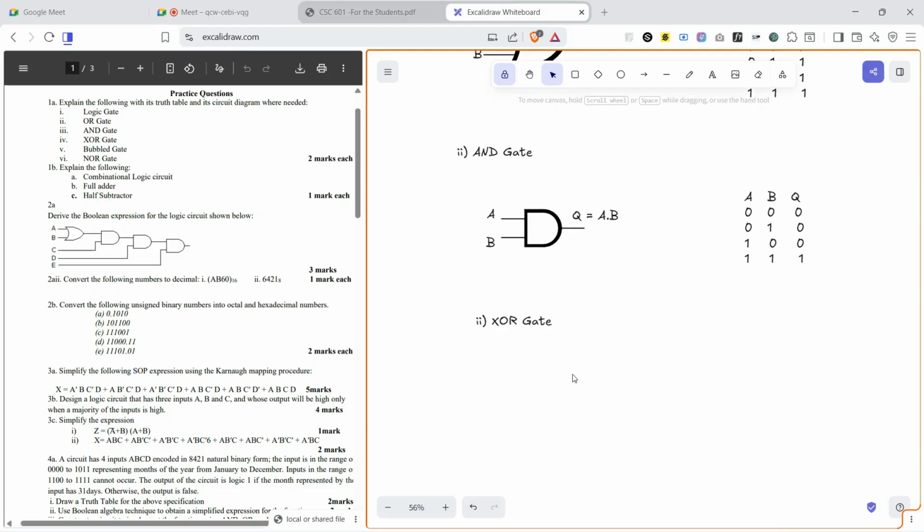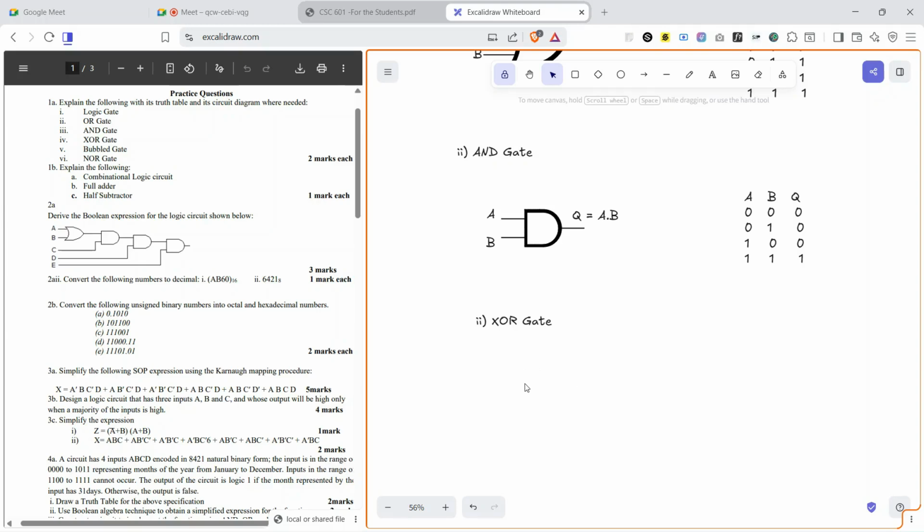So for XOR gates, XOR is exclusive OR gates. So an exclusive OR gate is exclusively OR. That is, it must only be one of the two inputs that must be 1. It does not need both inputs to be 1 or to be on before it gives an output. It only needs either of the inputs, just one of the inputs, before it turns 1.